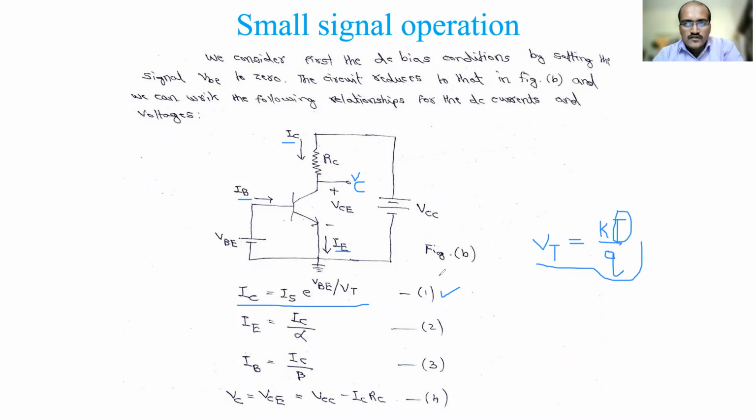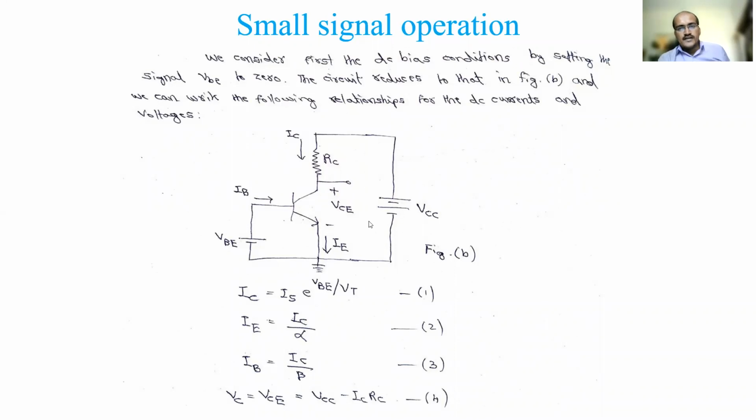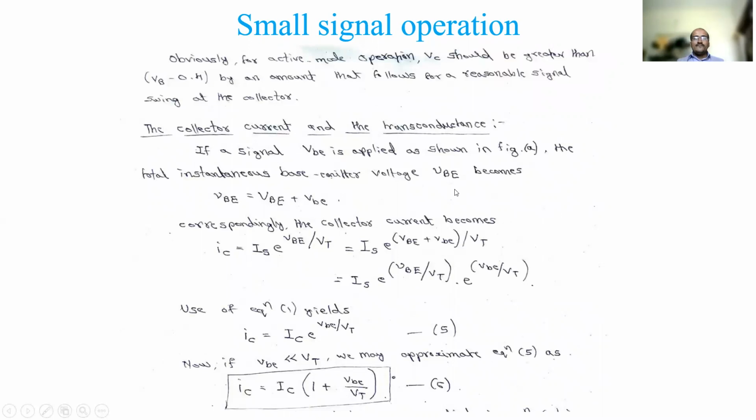Now we'll go for the small signal operation. Hope you understood. Now the transistor is established and it is operating. Now we have to make it an amplifier. Obviously, for active mode operation, we have to keep the transistor in the active region, right?